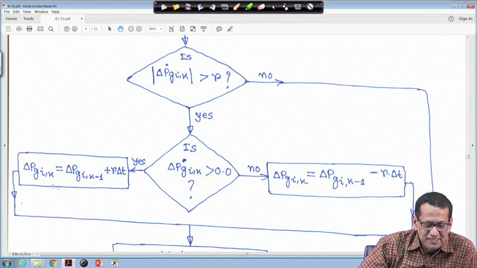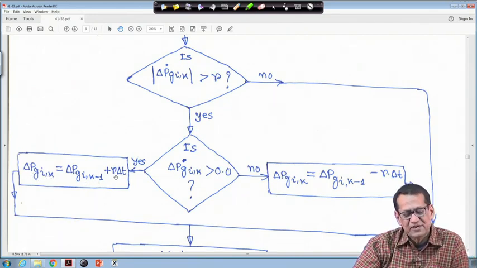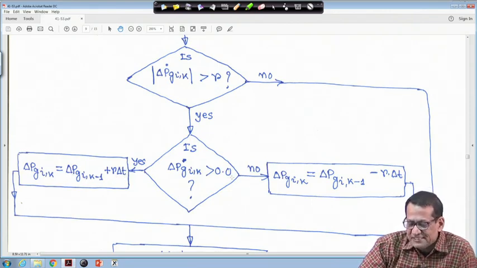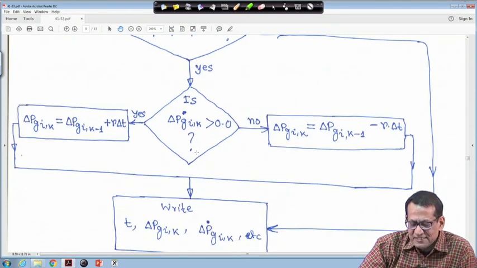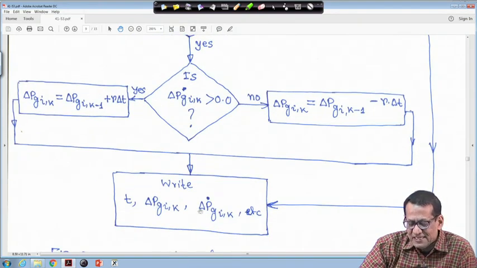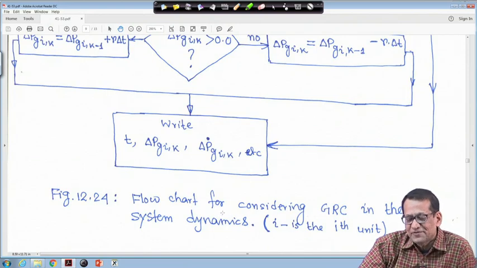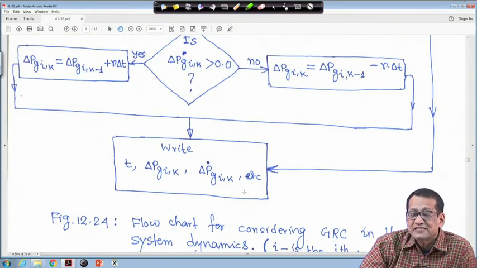If it is positive, then delta Pgi k is equal to delta Pgi k minus 1 plus R into delta T. So it moves like a straight line because of R into delta T added each step. And if it is negative, then delta Pgi k will be delta Pgi k minus 1 minus R into delta T, right. After that you update all the state variables, and this is the flow chart. So, this is for the generation rate constant.